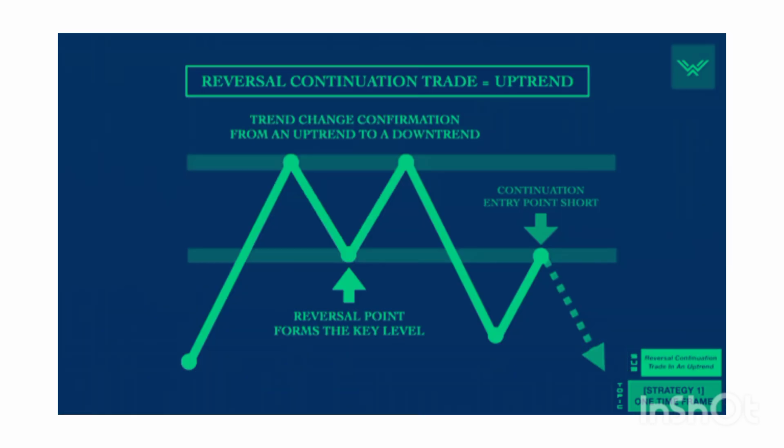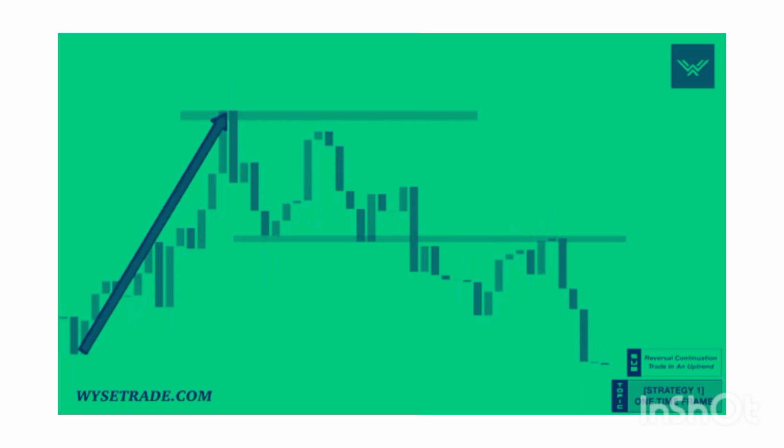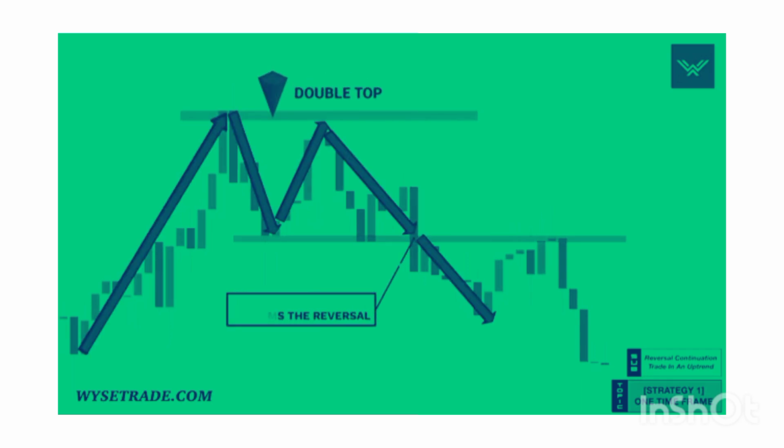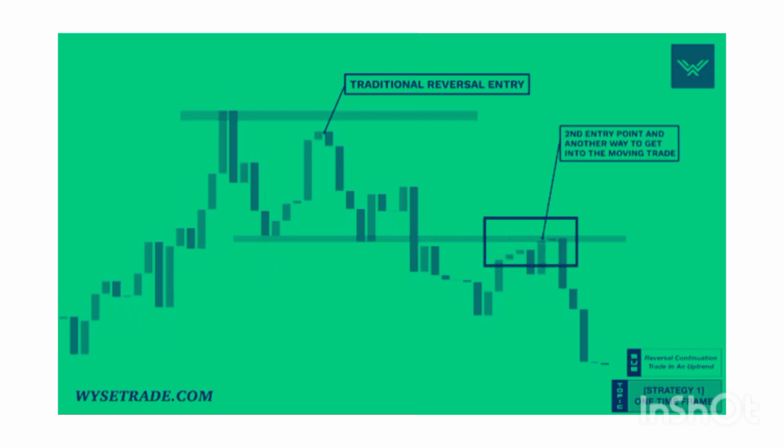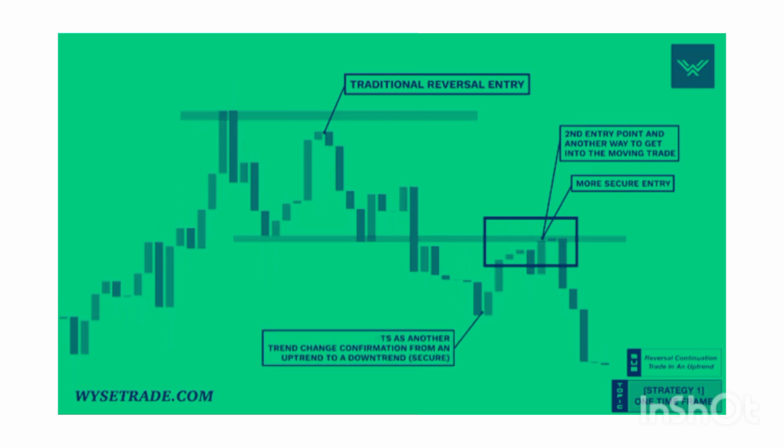So next, a reversal continuation trade in an uptrend. Here is the anatomy of the variation. Now on the charts, you first had your moving uptrend before a double top formed, followed by a break of the neckline confirming the reversal from an uptrend to a downtrend. So your traditional reversal entry took place up here, but this second entry here acts as another way to get into the reversal trade, and is a more secure way to do so because price has already formed the lower low here, and you would be riding the momentum of the fresh trend change.